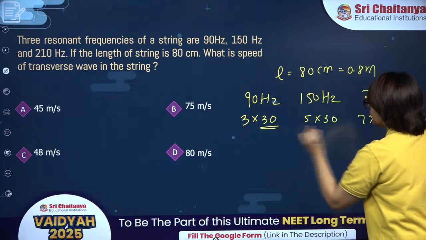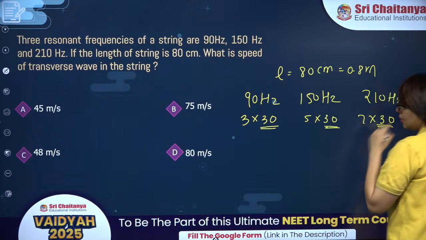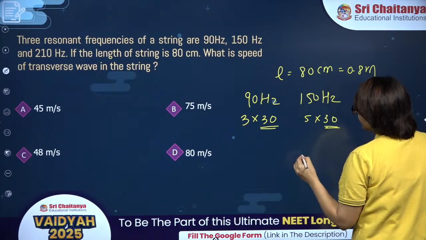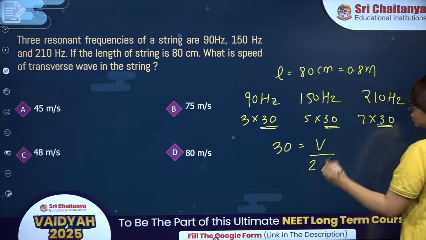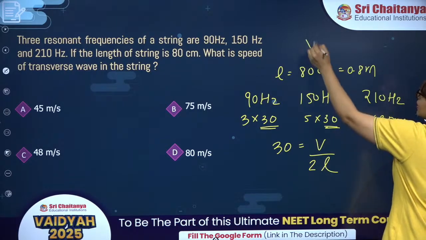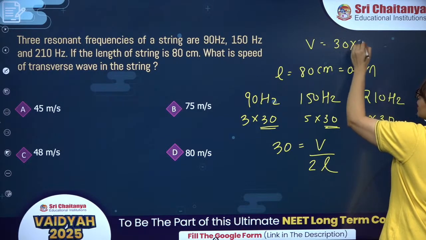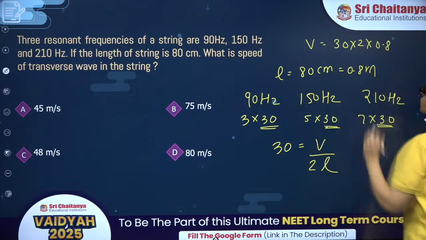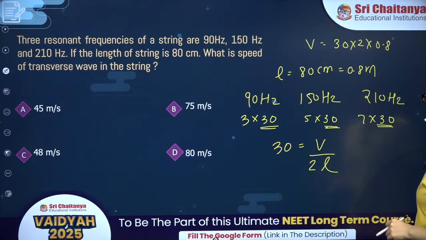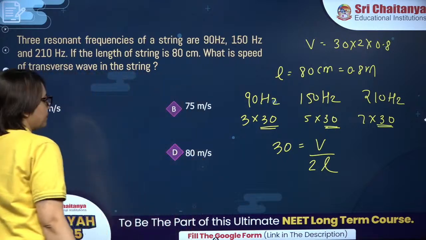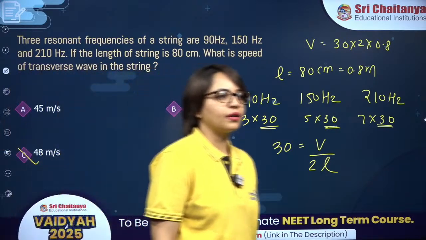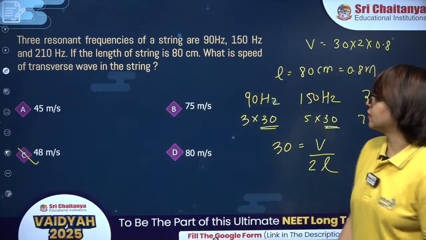So fundamental frequency is 30. Okay, so we have over here fundamental frequency as 30, which is V upon 2L. So V is equal to 30 times 2L, where L is 0.8. So it will be 1.6 into 30, 48 meter per second, which is option C over here, right? Well done, guys, well done.